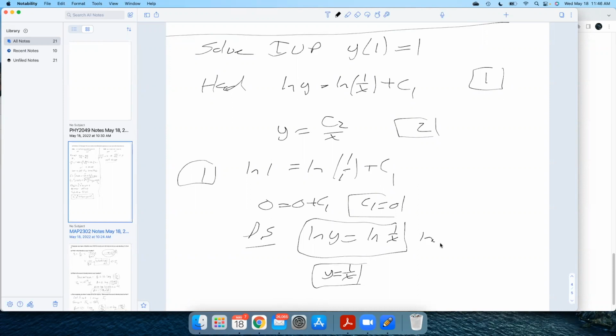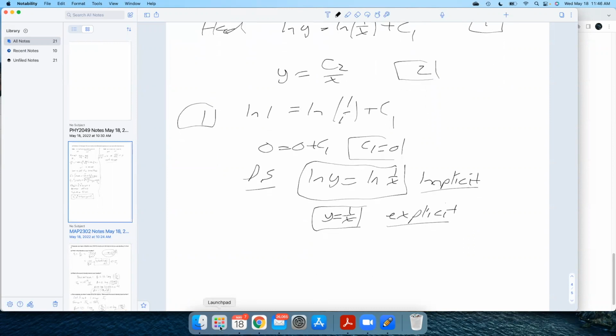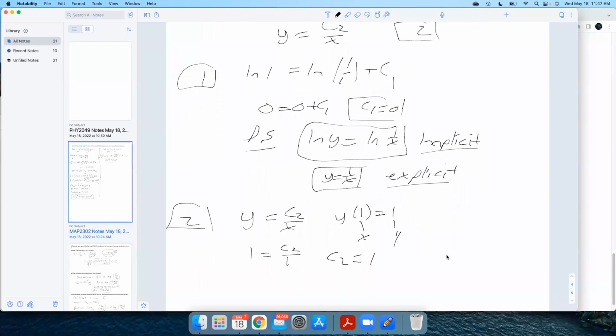So that was implicit. This is explicit. Okay, now let's do the same thing using version 2. So I had y equals c2 over x, subject to y of 1 equals 1. So just plug in an x of 1. Remember, that's your x. That's your y. I get 1 equals c2 over 1. C2 equals 1. Completely different than what I got up here. Look at that. Not the same. Different.